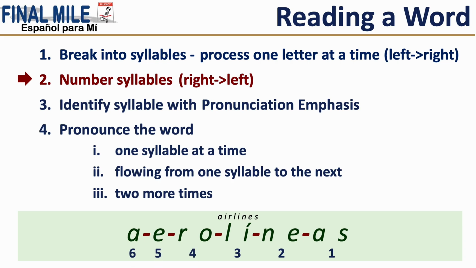Okay, unnecessary because in this case it is pretty straightforward. Which one has pronunciation emphasis? We have a graphic accent. Pronounce the word one syllable at a time. A, e, ro, li, ne, as. Flowing. Aerolíneas. Two more times. Aerolíneas. Aerolíneas.